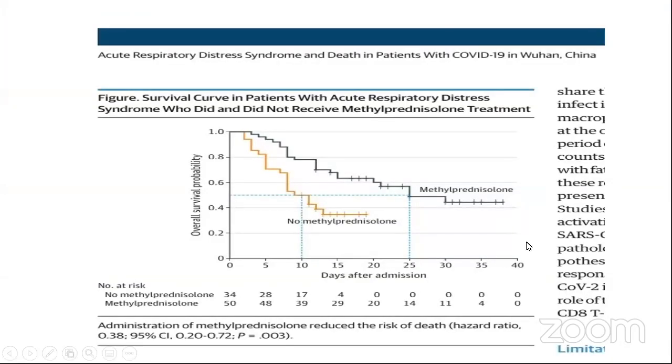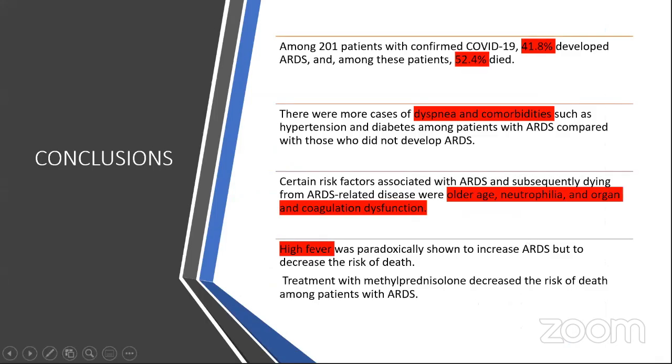Then this is one of the findings they found in their studies, that those patients who received steroids have better outcomes than those patients who didn't receive steroids, and we'll discuss it later. So they conclude this finding. Among the 200 patients, 40% of those patients developed ARDS, and the mortality among those ARDS patients was about 50%.